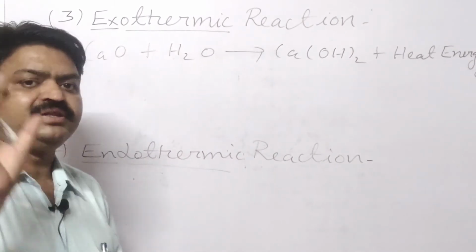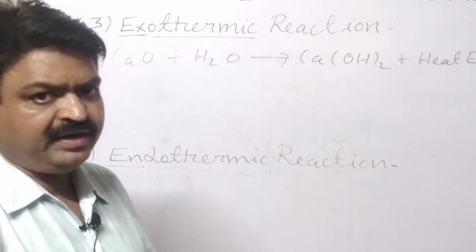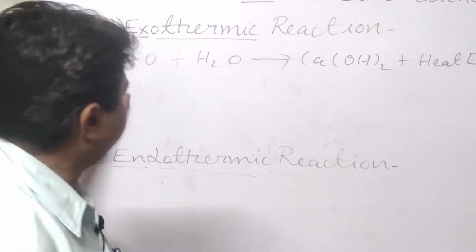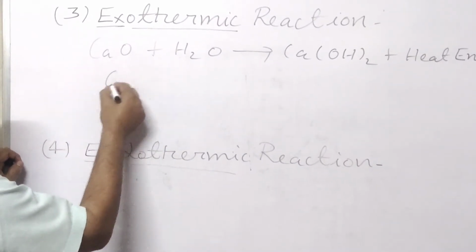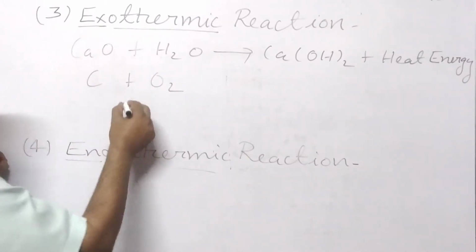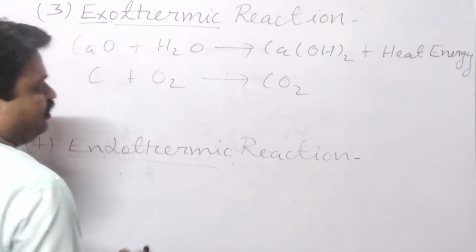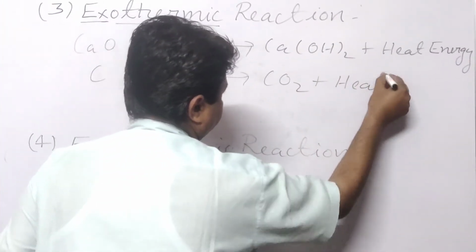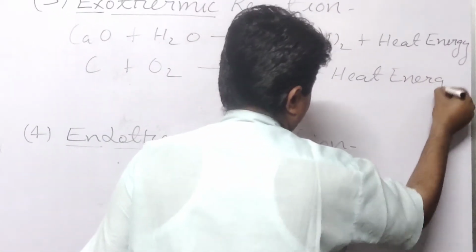Like this, when we burn any object, at that time energy is released. Like in the case of carbon, which is also used as fuel. If we heat it in the presence of oxygen, then what is produced, student? CO2, and heat energy is released here.